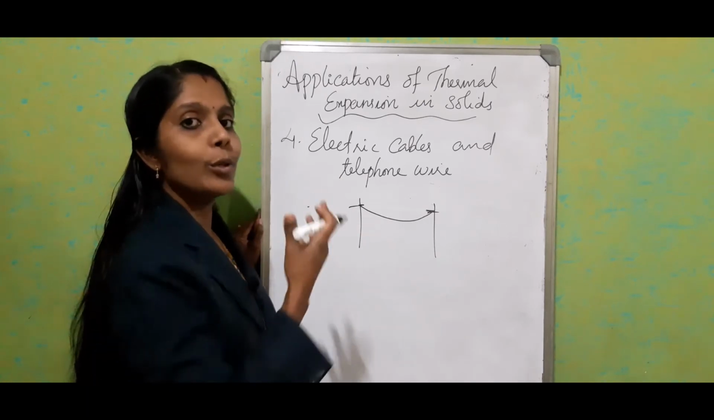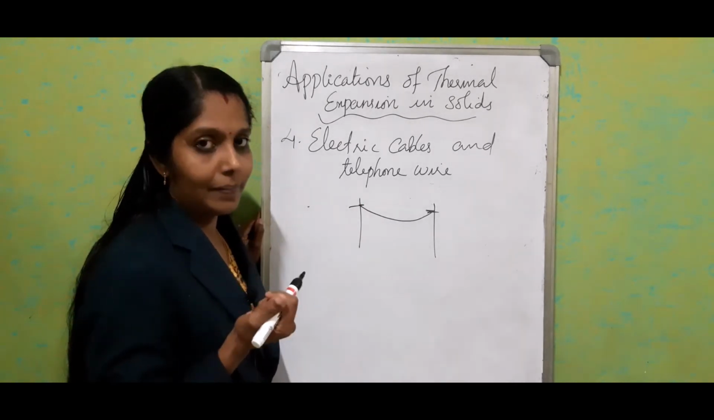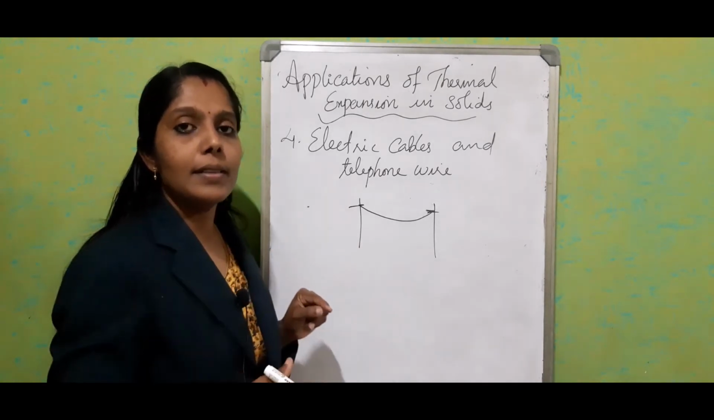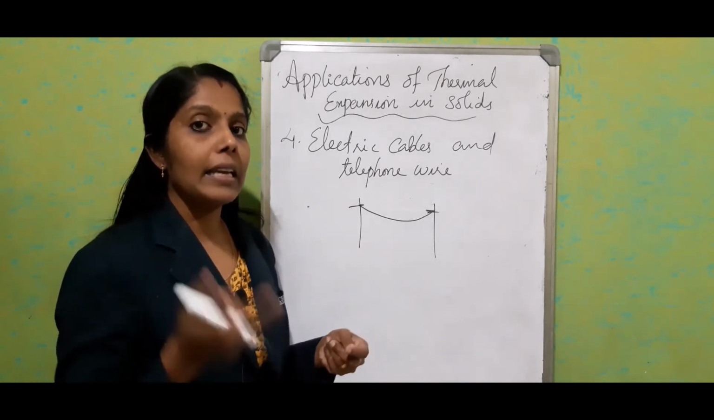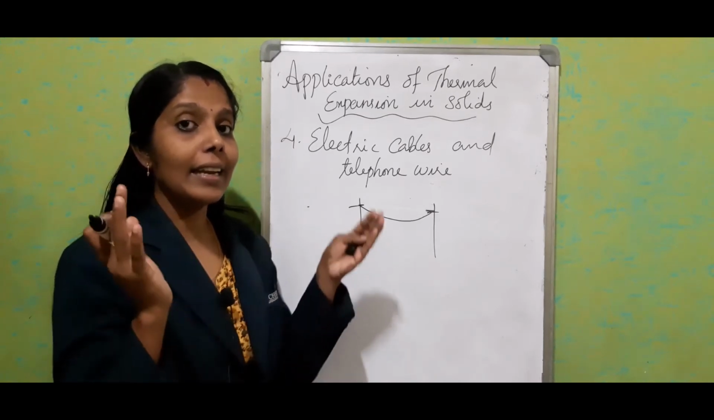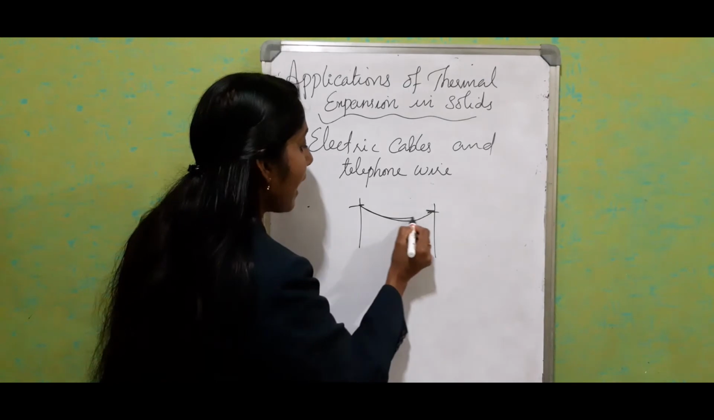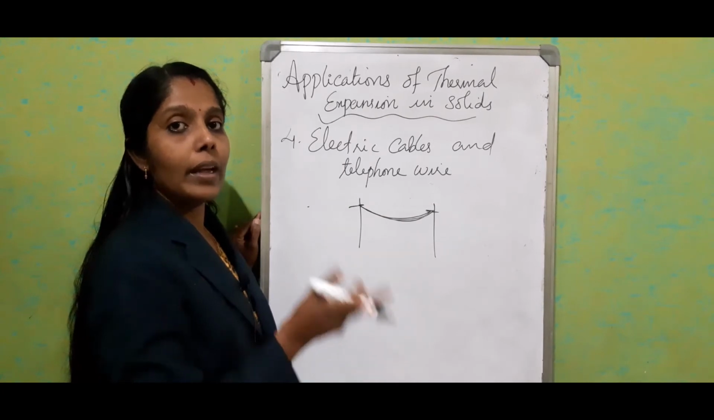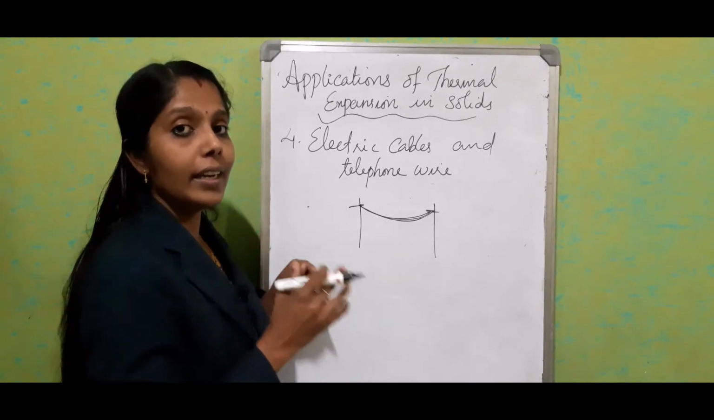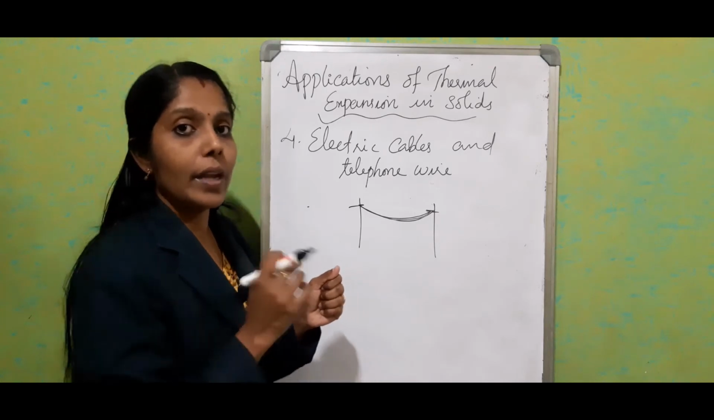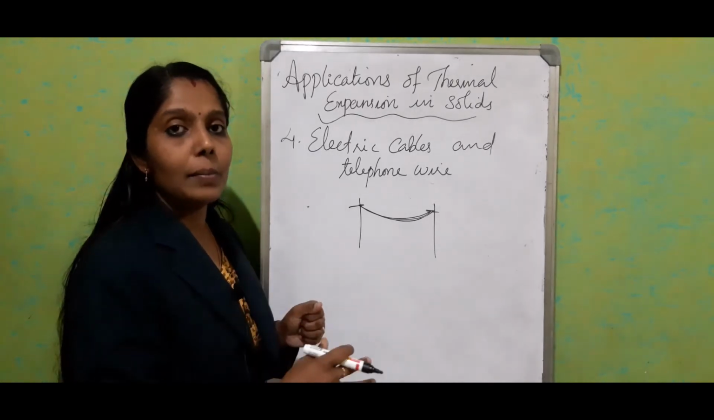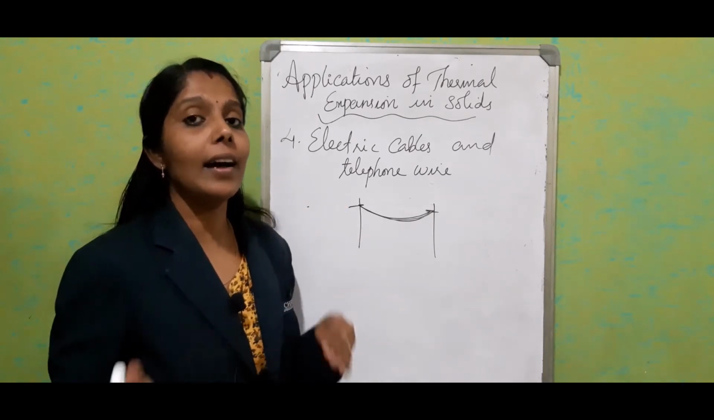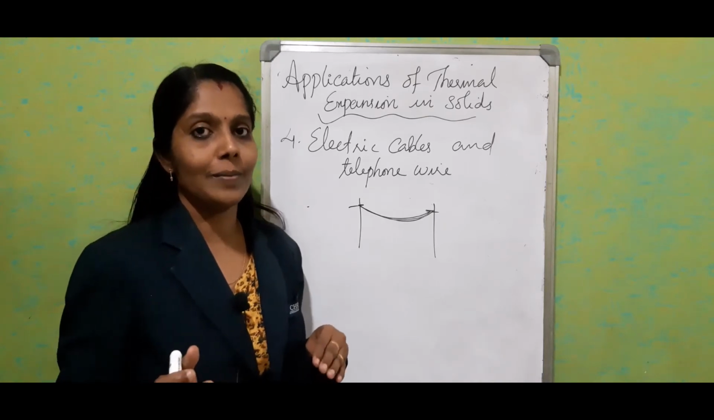The reason is that it's also made up of copper or aluminium wire. So what happens during the summer season? There's a chance to expand. Same way during the winter season, it will contract. So this sagging we have to adjust in such a way that it should not come very close to the ground, and at the same time during the winter season it should not tighten and break. So that is the reason for all the electric cables and telephone wires we have to maintain that looseness in between the electric post or telephone post.